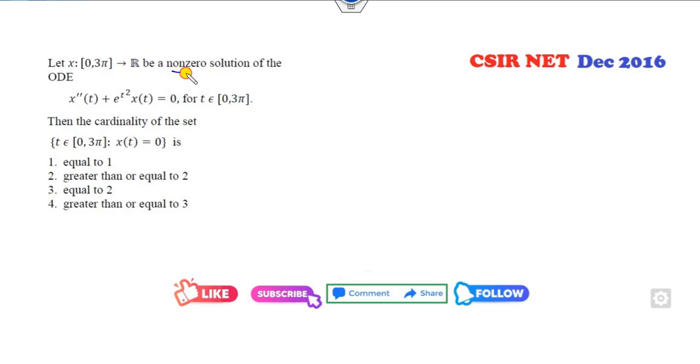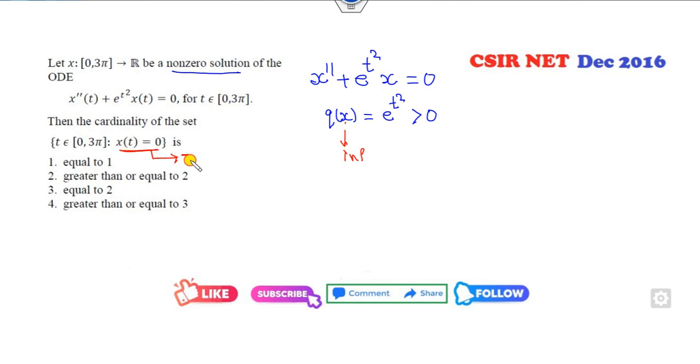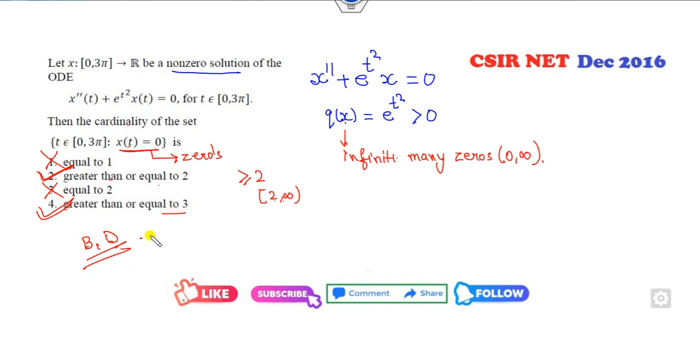Okay, then again it's a non-zero solution. x double dash plus e to the t square of x. Fine. So this is my q. Clearly, the exponential part is always greater than 0. So that means, because they are talking about x of t being 0, they are talking about the zeros. So it has infinitely many zeros on the open interval 0, infinity. So how many zeros are there? That's a cardinality. 1 not possible, 2 not possible, greater than or equal to 2. Yes, I can write this number as 2 to infinity, positive x-axis, 3 to infinity, positive x-axis. So the right answers are B and D.